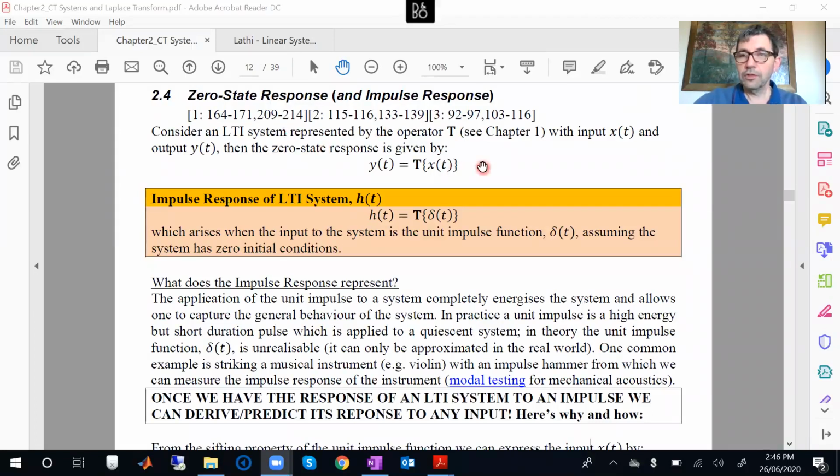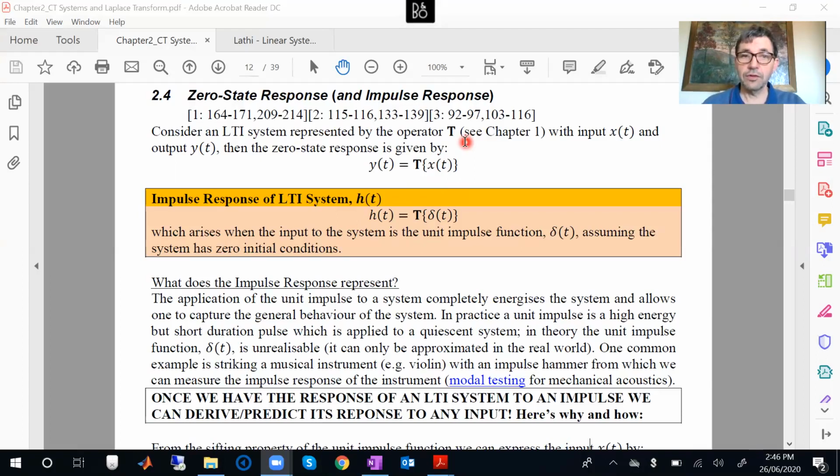Now, how do we work out the zero state response? Remember, what is the zero state response? It is the response of a system to an input where there are zero initial conditions. So the initial conditions are all set to zero. The only thing the system will do is respond to the input X. So what we want is to work out the output Y of the system T to the input X. And we're deliberately using the notation of T that we learned about in chapter 1 because it's going to be very convenient to see how we do this.